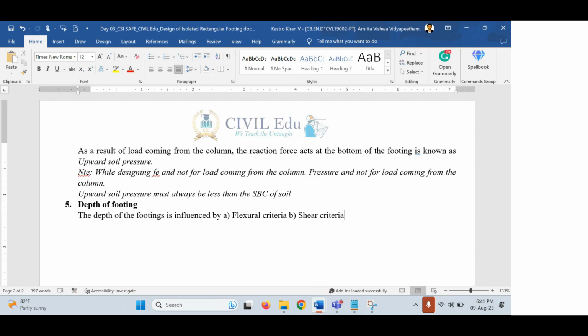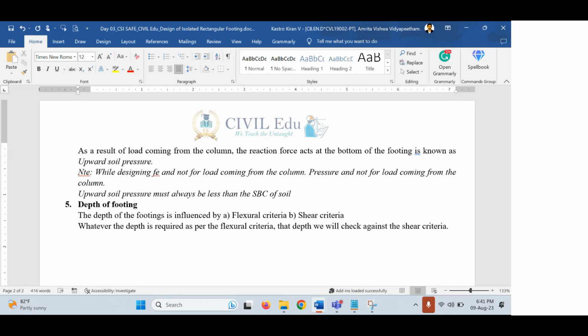So whatever the depth is required as per the flexural criteria, we'll do the design requirement both for flexural criteria and shear criteria. But what we have to understand from this is, whatever the depth is required as per the flexural criteria, that depth we will check against the shear criteria.